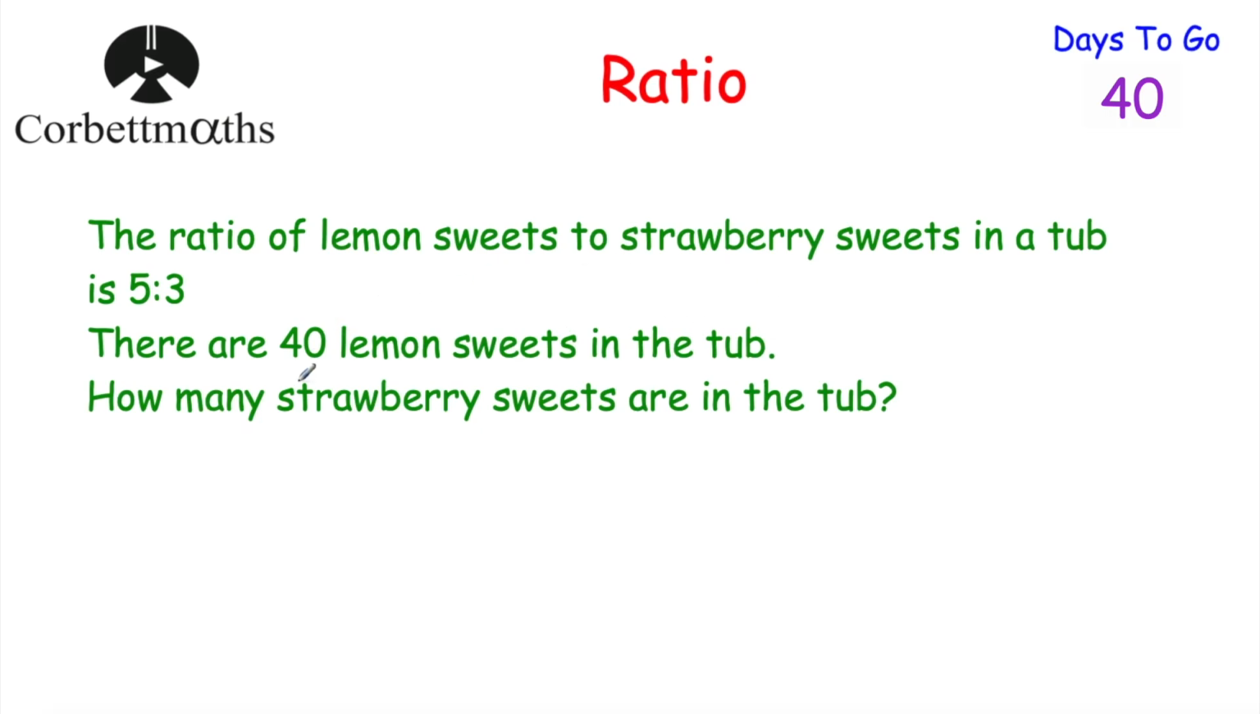So rather than being told the total number of sweets in the tub, we're told how many lemon sweets are in the tub. And the question says how many strawberry sweets are in the tub. So we know that for every 5 lemon sweets, there's 3 strawberry sweets. So what we're going to do is take the 40 and divide it by 5, the lemon sweets number in the ratio. So 40 divided by 5 is equal to 8.